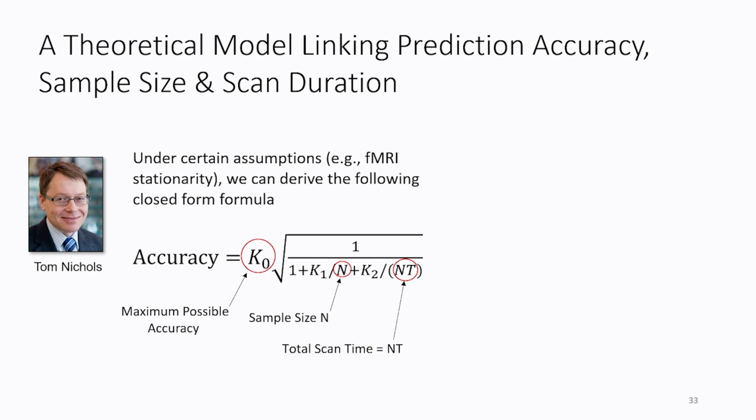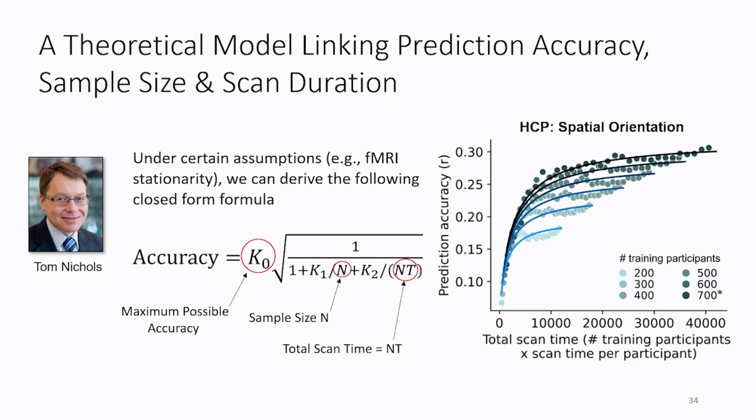Using this equation, we can fit this to one of our phenotypes, and then we can see how well it does. So let's look at this in the HCP. This is spatial orientation, for example. If you look at the curves in blue, this corresponds to Tom's model, and you can see that it fits the data pretty well. So what this tells us is that because of the K1 over n term, sample size is always slightly more important than scan duration. And taking a step back, this agrees with the intuition that inter-individual variability can be captured by larger sample sizes in terms of brain features and phenotypic variation, but not just scan duration.